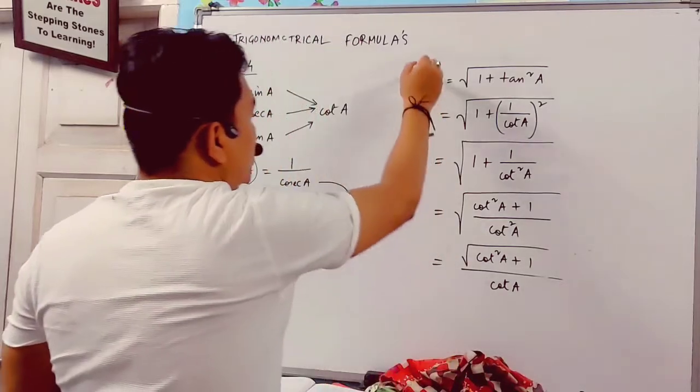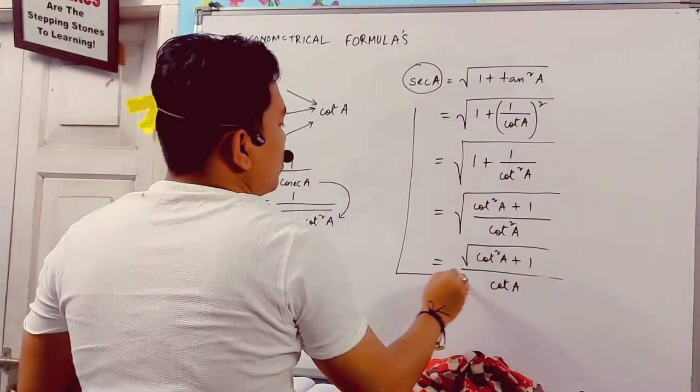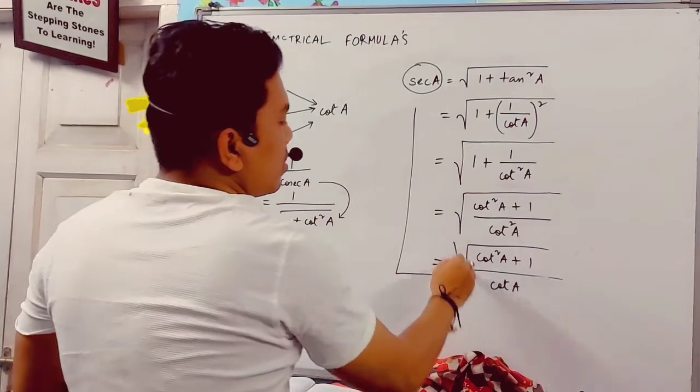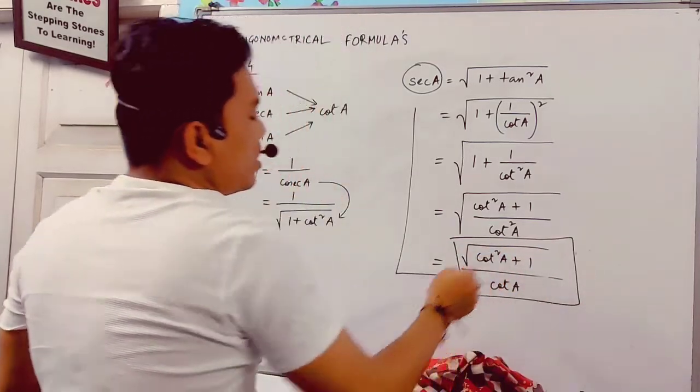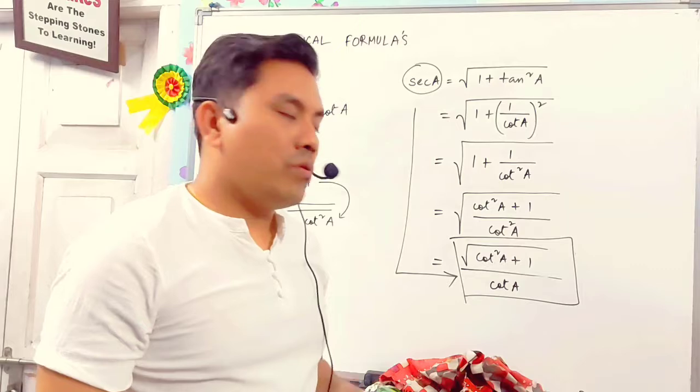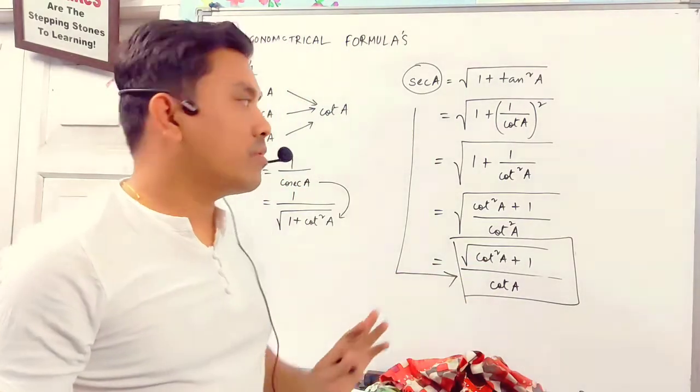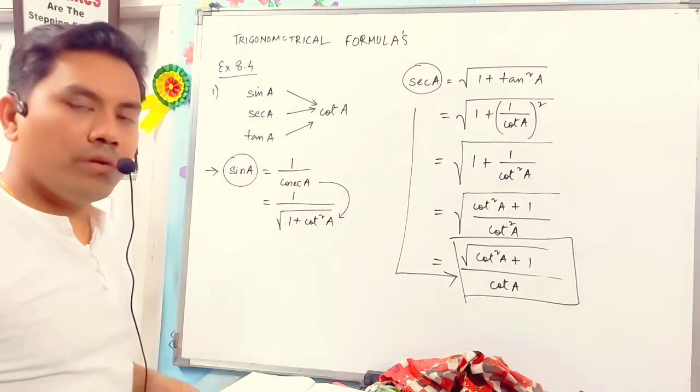So in that way, from sec A we have converted to cot A form. You can see here that we have cot A here, here also cot A, here also cot A. So from sec A we have converted to cot A.